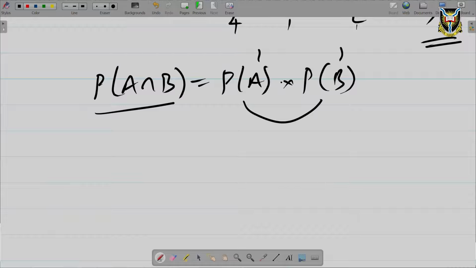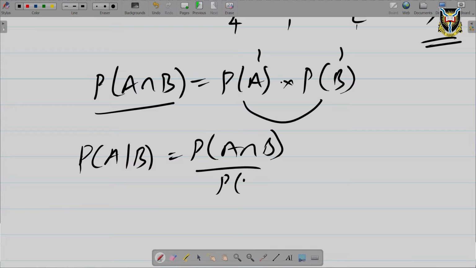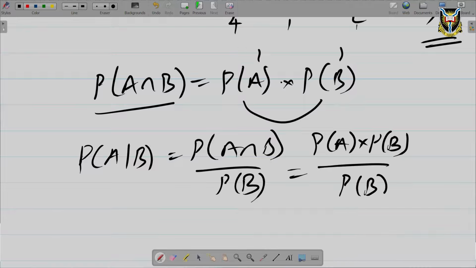And how does this affect conditional probability? Don't forget, conditional probability specifies that probability of A given B equals probability of A intersection B over probability of B. Now, if A and B are independent, it means that probability of A intersection B can be expressed as probability of A times probability of B, divided by probability of B, which cancels out, and this equals probability of A. So independence of events makes probability of A given B equal to probability of A.